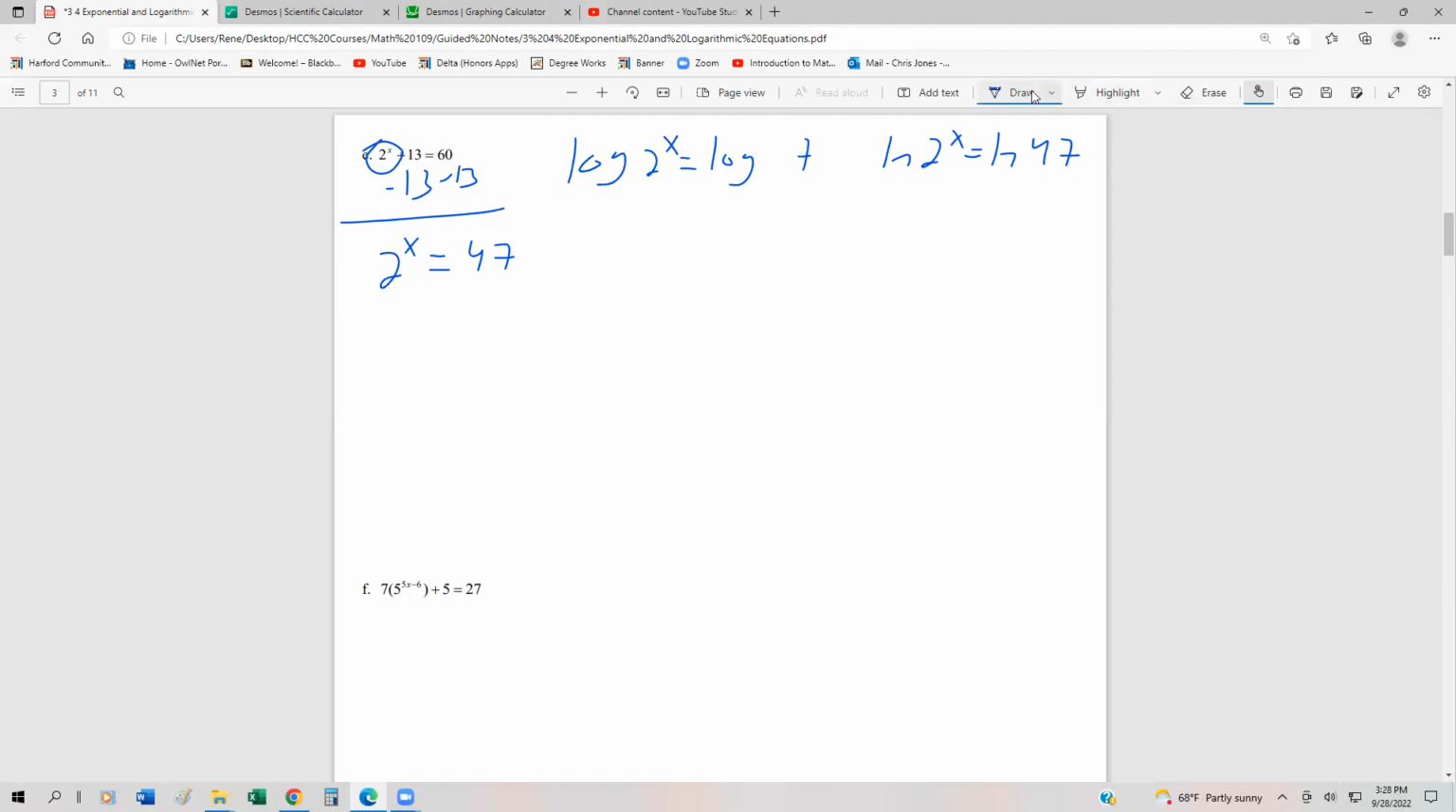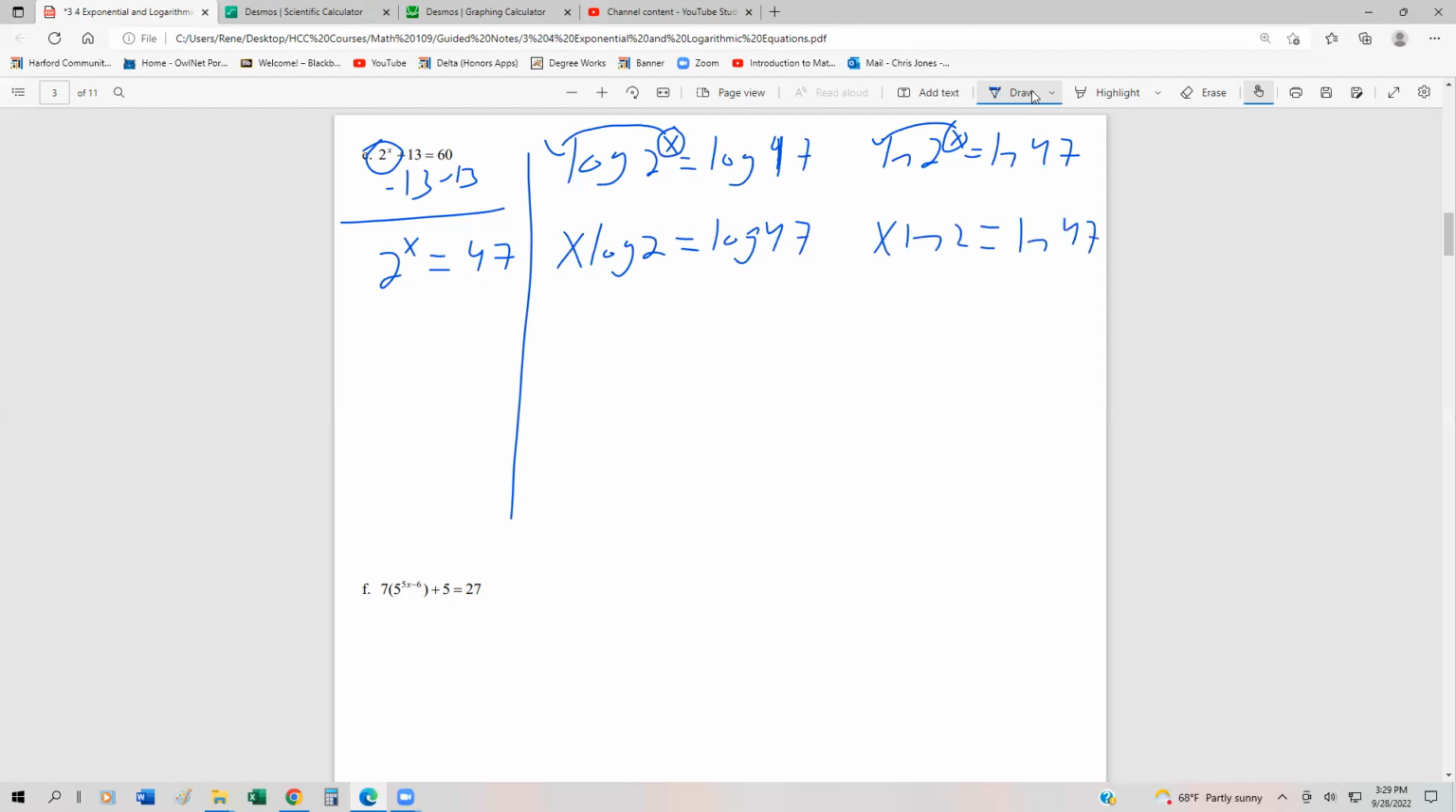All right. So what does that do for us? Because a lot of people would look at that and think, well, you just made it more difficult. Well, remember that rule that we can take an exponent and move it as a coefficient of the logarithm. So now we can rewrite this as x log 2 is equal to log 47, or x ln 2 equals ln 47. And by the way, it doesn't matter which of these two you use, okay? I'm just showing you both because sometimes my math lab might want it as log, sometimes as natural log, okay?